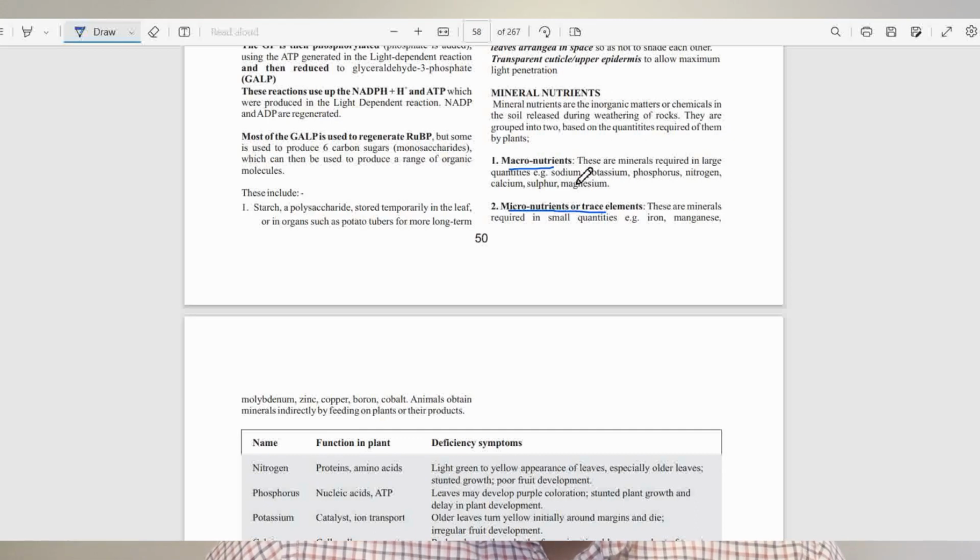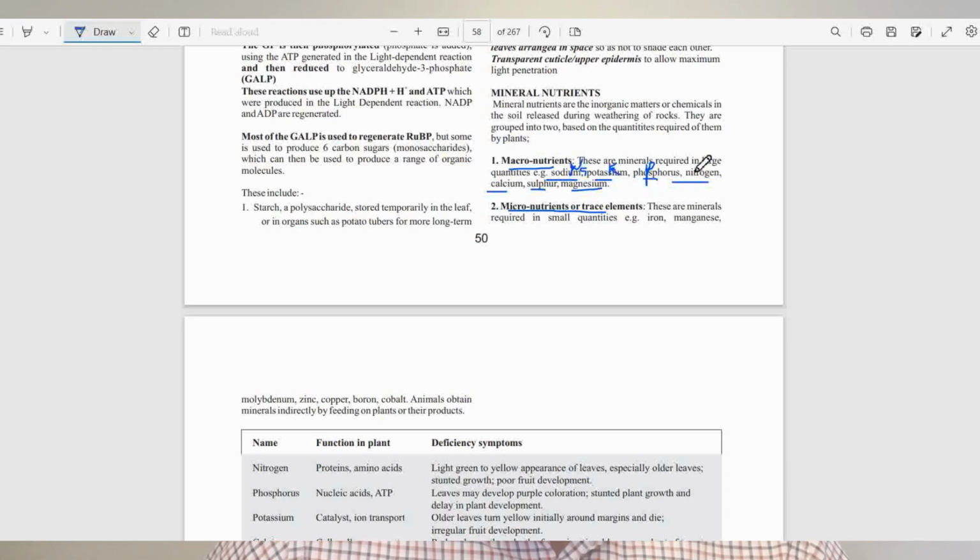So for example, you have sodium, potassium, phosphorus, nitrogen, calcium, sulfur, and magnesium as the macronutrients. All right. And how do you remember this? Sodium is Na, that's the symbol. Potassium is K. And phosphorus is P. Remember the fertilizer called NPK, right? It contains nitrogen, phosphorus, and potassium. So that tells you the importance of that fertilizer. It contains major nutrients.